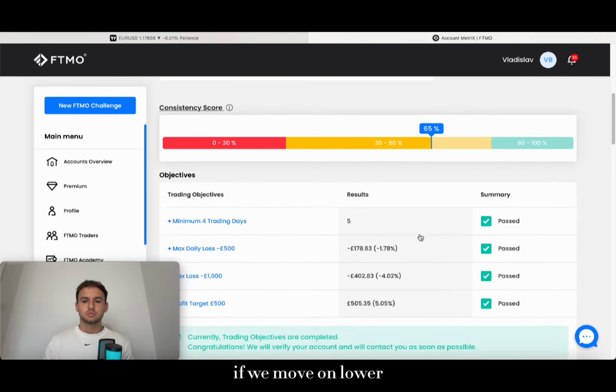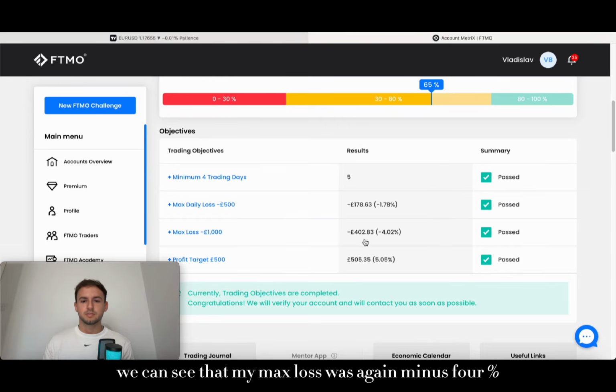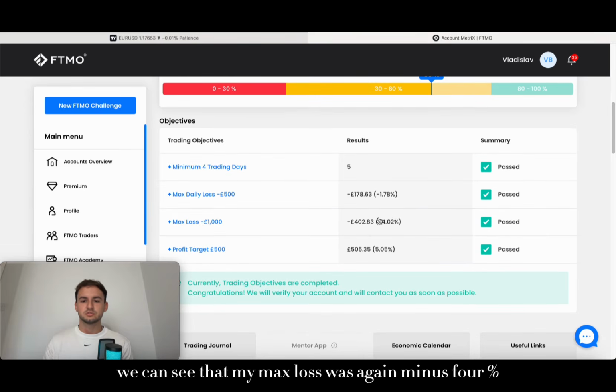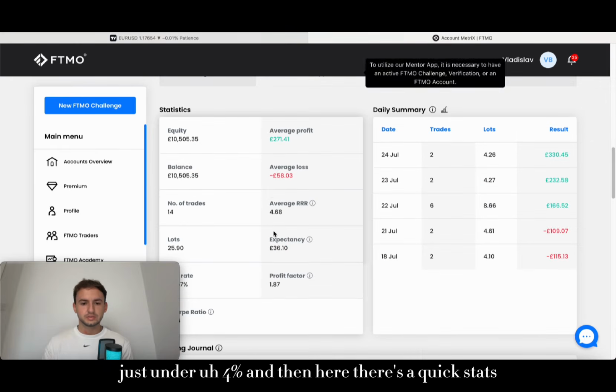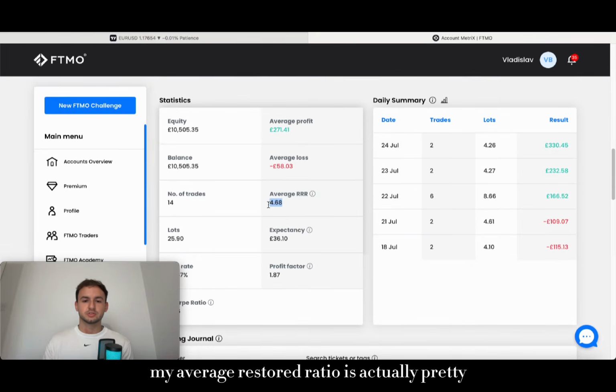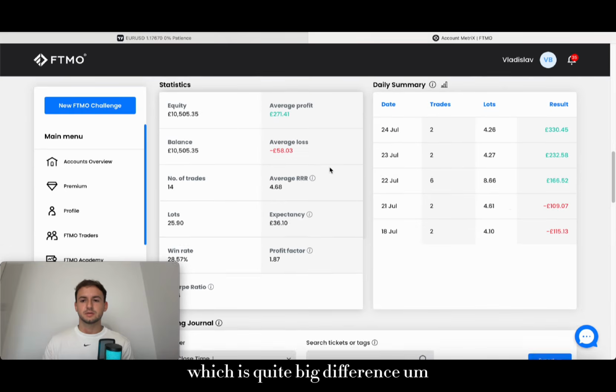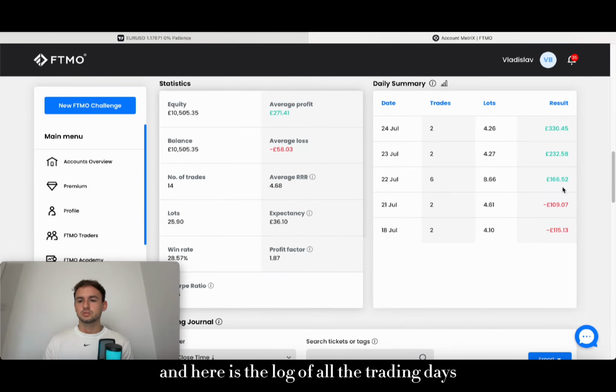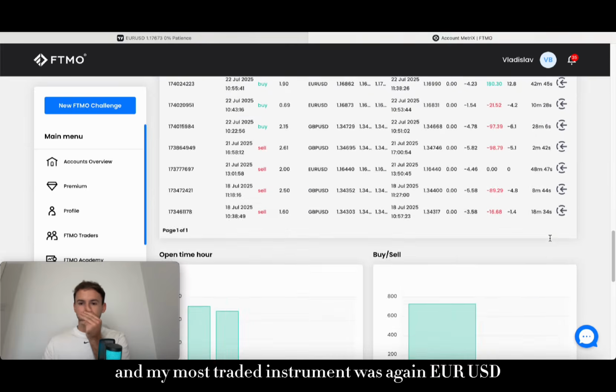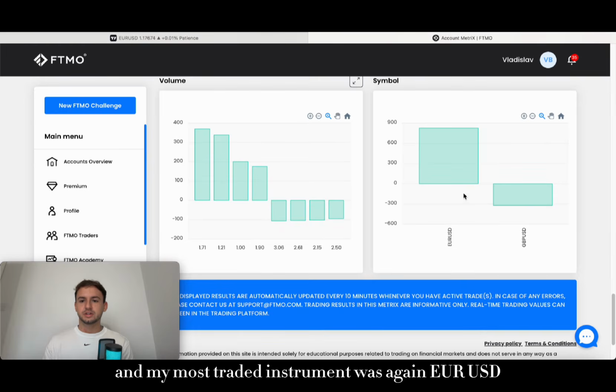Therefore, if we move on lower, we can see that my max loss was just under 4%. And then here, there's a quick stats. My average risk to reward ratio is actually pretty good, 4.6, and my average loss is minus 58, again minus 0.5%, compared to 270, which is quite a big difference. And here is the log of all the trading days. And my most traded instrument was again EURUSD.